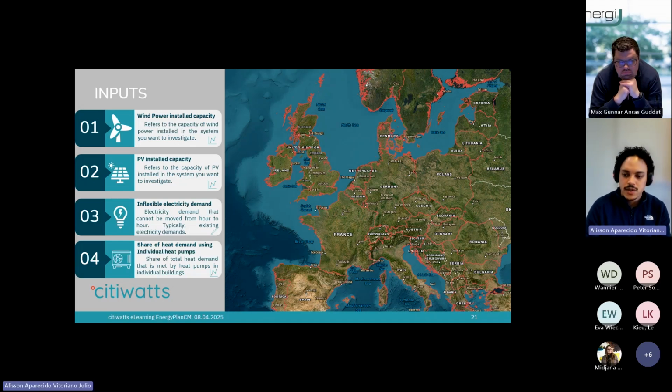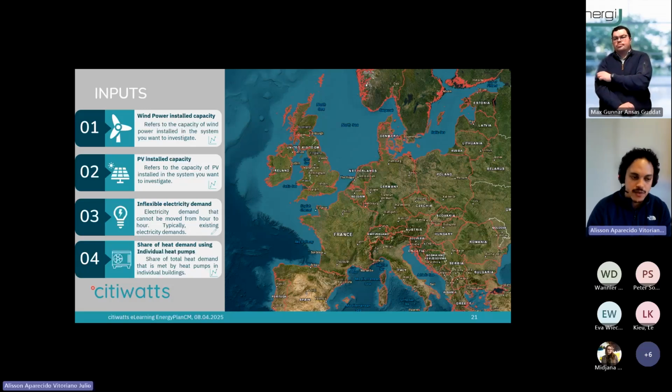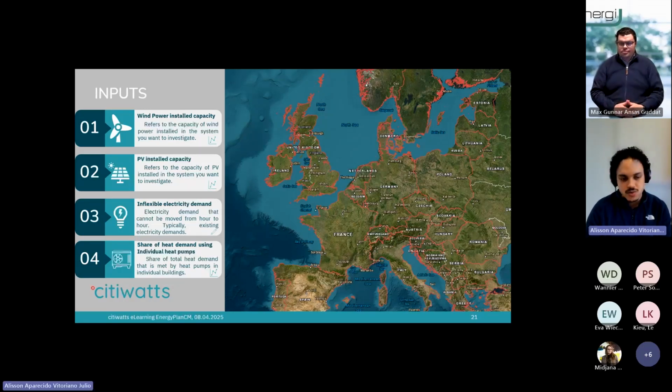Number 3 is the flexible electricity demand, which refers to the amount of electricity demand that cannot be moved from hour to hour. This is an important input in our calculation module, which can also be retrieved from statistics, but this one cannot be found in any other CM. The share of heat demand using individual heat pumps is the 4th input. It's supposed to be the share of total heat demand met by heat pumps in individual buildings. And this is a parameter that will depend on the scenarios the user wants to evaluate.